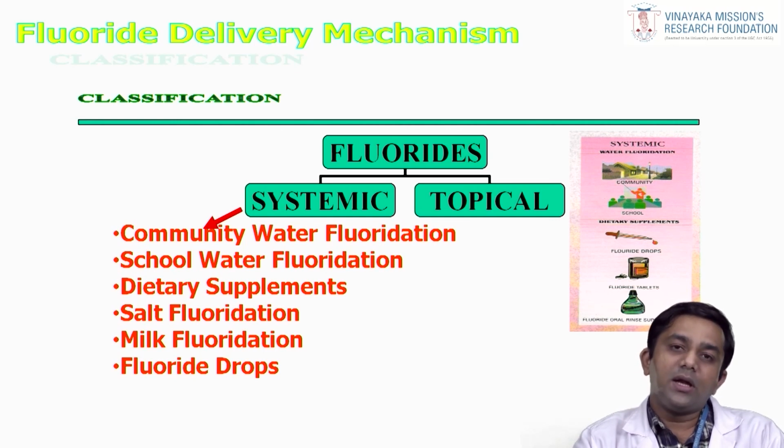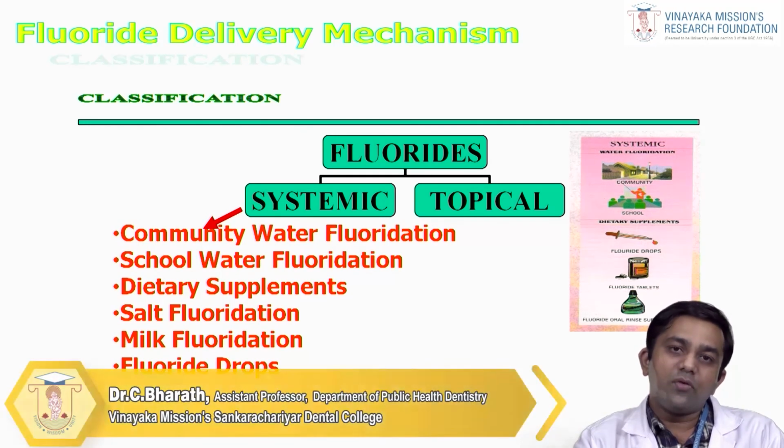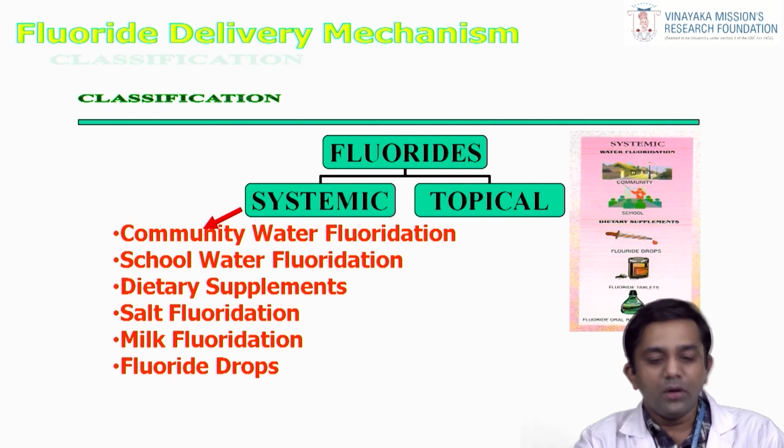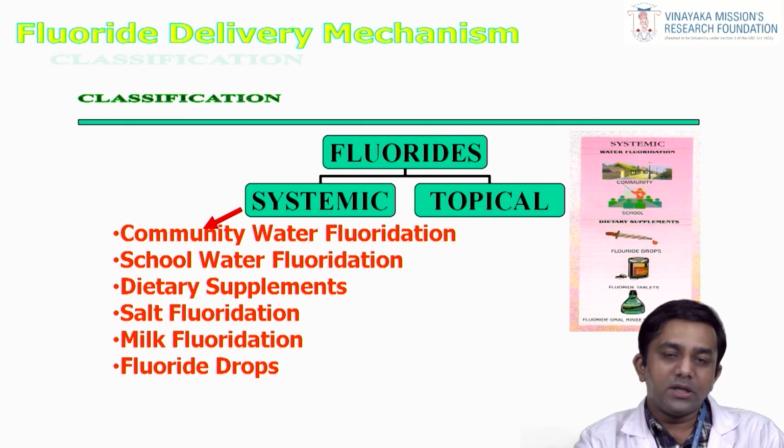A systemic effect is mainly through the absorption of fluoride and its distribution into the various organs of the body. That is a systemic fluoride. Under systemic fluoride, there are different methods of systemic fluoridation. The most important are school water fluoridation and community water fluoridation. In other countries like New Zealand, they follow salt fluoridation and milk fluoridation also. Then you have fluoride drops, which have a systemic effect. We will discuss this in the next class.